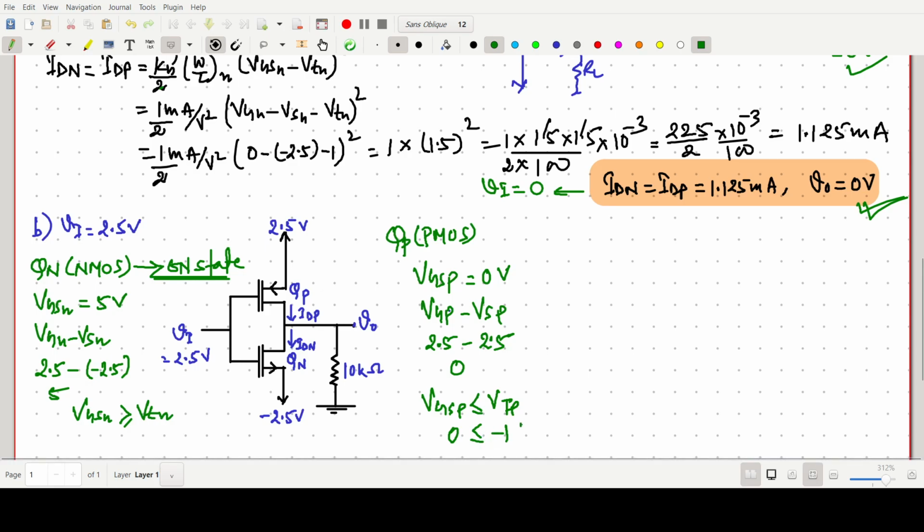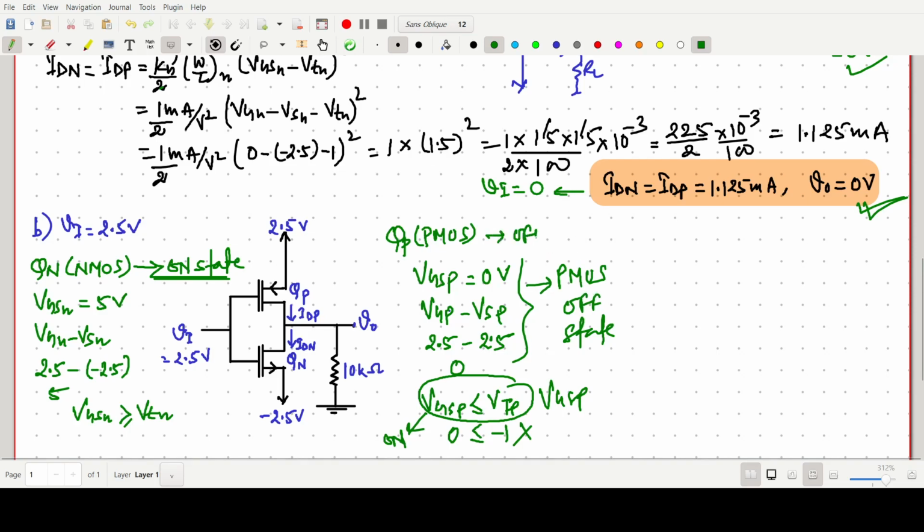So this one is not okay. The on state condition for the PMOS is that VGSP should be less than VTP, but this one is violating the condition. So this PMOS is in the off state, so open circuited.